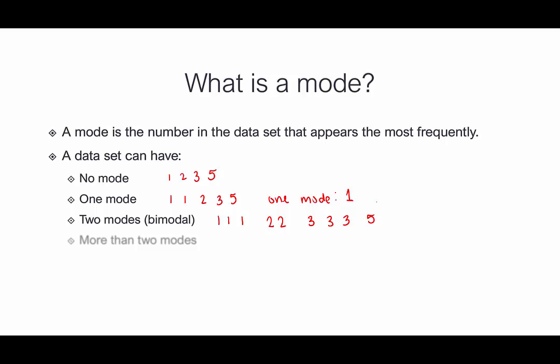So 2 does appear more than once, but it only appears twice, it's not as big as 3, so we have two modes, and the two modes are the ones that repeat 3 times. We would have 1 and 3.